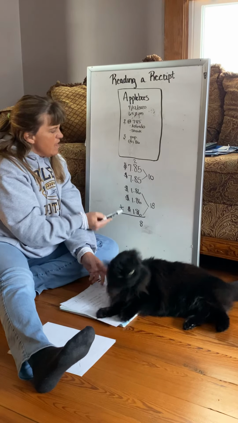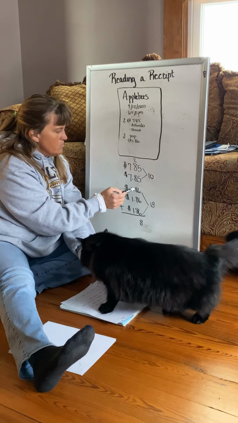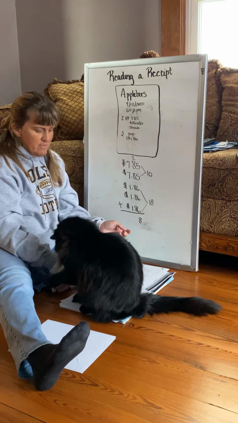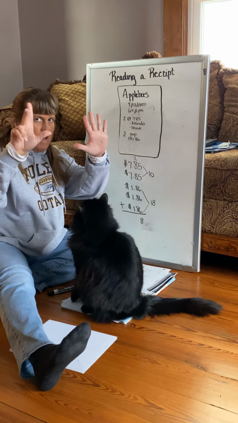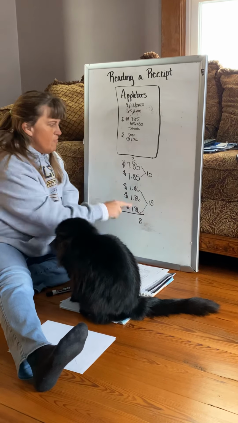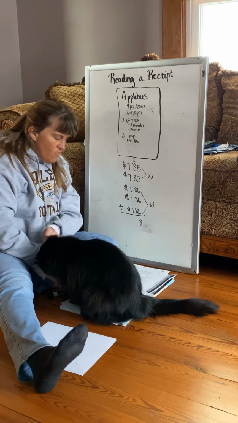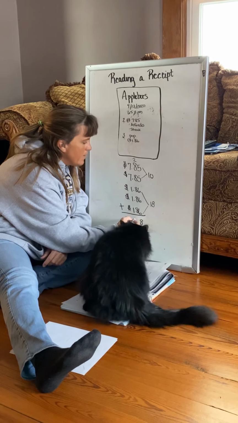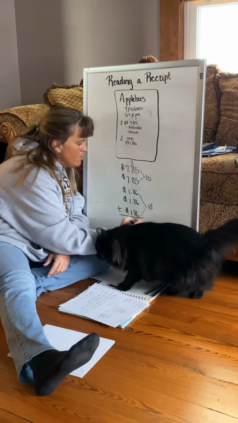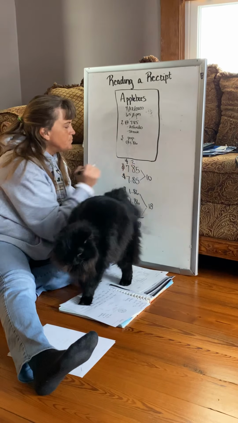Okay, so we have 1, 2, 3, 4, 5. Ooh, I know how to count by 5s to 8. 5, 10, 15, 20, 25, 30, 35, 40. 40 plus 2 is 42. No, we're not going to write down we have 428 cents. We're going to put the 2 down and carry the 4 up.